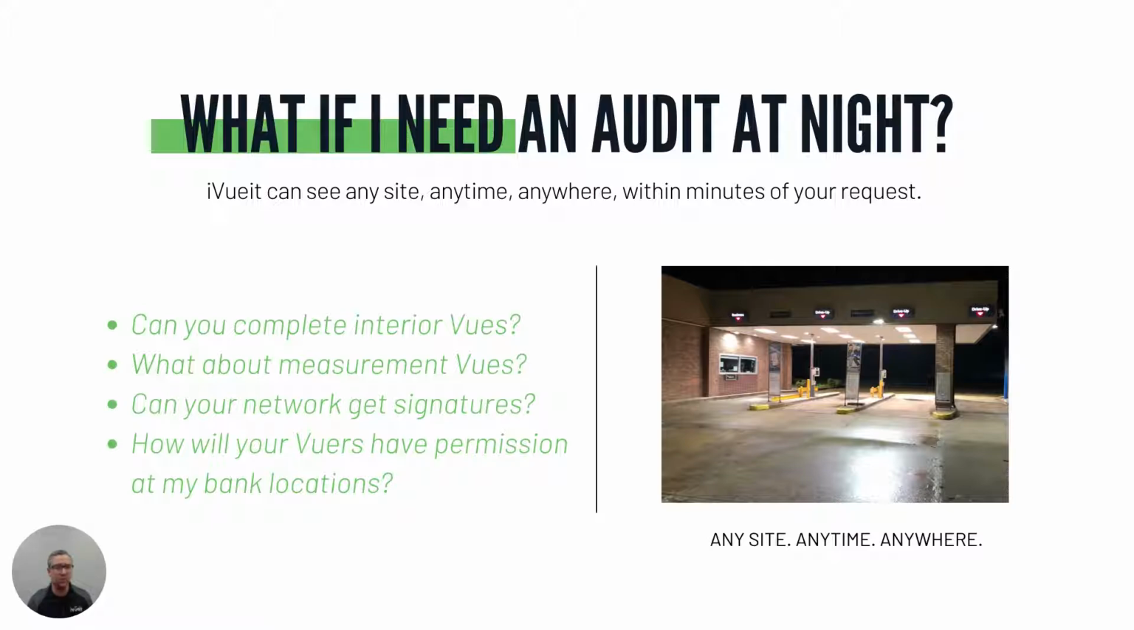How do my viewers get permission at my bank locations? Like we said, we're able to provide our viewers with links that can take them directly to letters of authorization, pop that up right there on their phone so that they can show it to whoever they need to when they're on site. The only thing that we don't do right now is get on top of roofs. So there are a lot of possibilities out there for our teams.